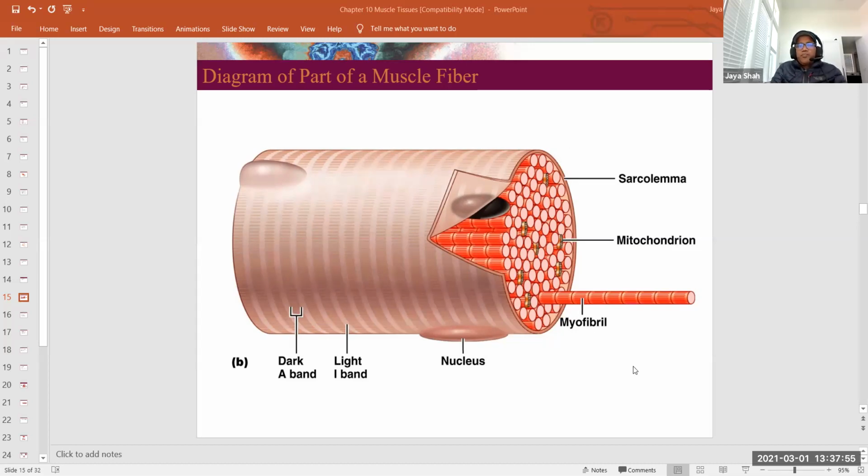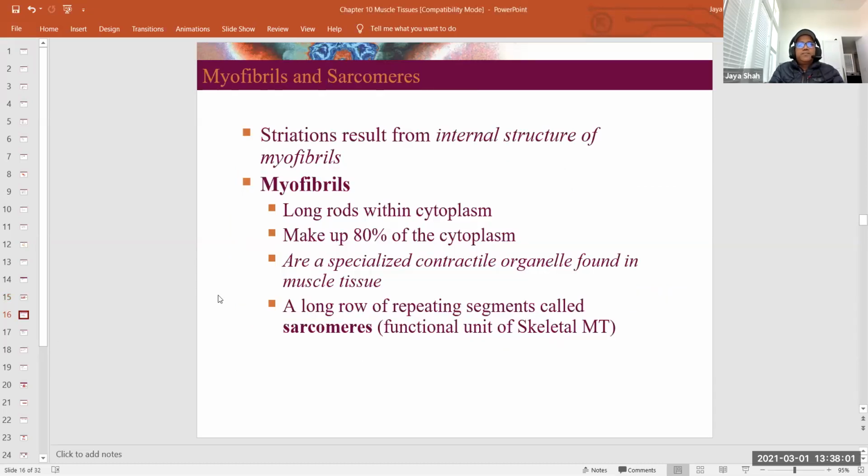Okay, so now myofibrils and sarcomeres. Striation results from the internal structure of the myofibrils. And you know myofibrils are long rods within the cytoplasm, and those rods are bundles of actin and myosin. They make up 80% of the cytoplasm. Can you believe? The whole cytoplasm of the muscle cell is packed with myofibrils. They are a specialized contractile organelle found in the muscle tissue.